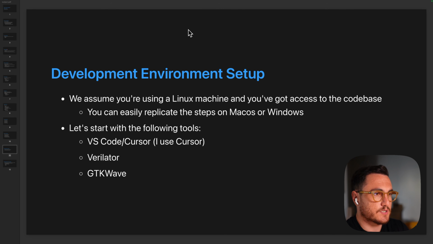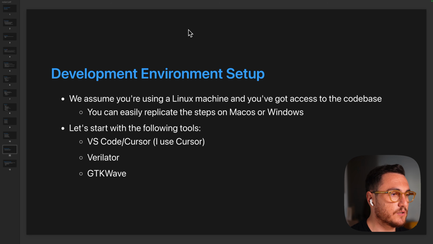That's pretty much it. Let's jump into setting up our development environment. For this course, we're gonna assume that you're running a Linux machine, because this is the most common setup you're gonna face whenever you start working in this industry, and that you got access to the code base that we saw in the previous step. You can easily replicate all those steps on macOS and Windows, but we're gonna use Linux throughout this course. So let's start with the following tools: VS Code, Verilator, and GTKWave.